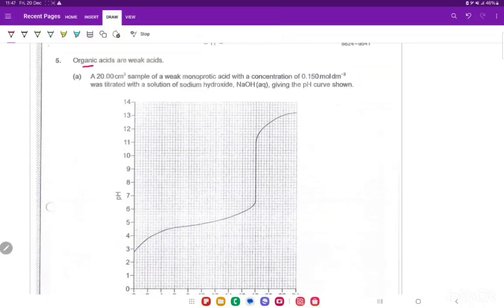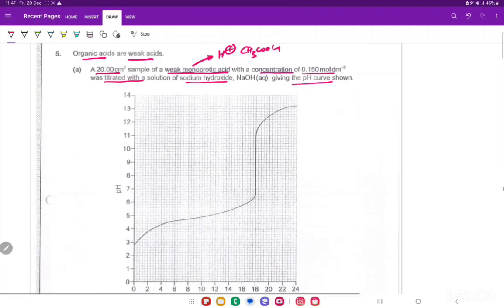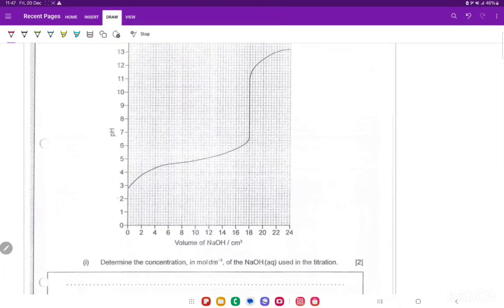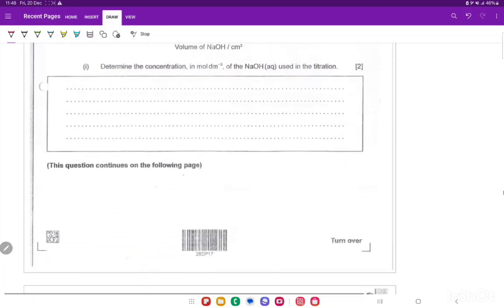Next is question 5, which says organic acids are weak acids, and a 20 cm³ sample of the weak monoprotic acid is titrated. Monoprotic means it has one ionizable proton, like CH3COOH, a weak monoprotic acid. With a concentration of 0.150 mol dm⁻³ it was titrated with NaOH, sodium hydroxide, and the pH curve is given. We are adding base to the acid, and the pH starts from around 3. The first part of this question is to determine the concentration in mol dm⁻³ of NaOH used in the titration.